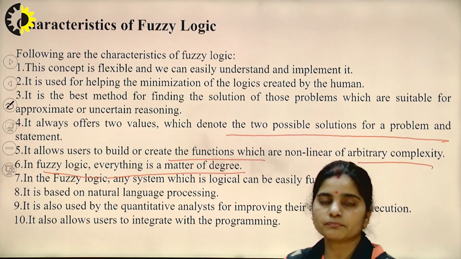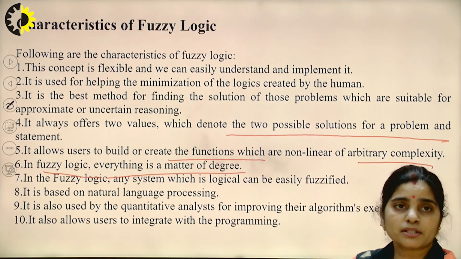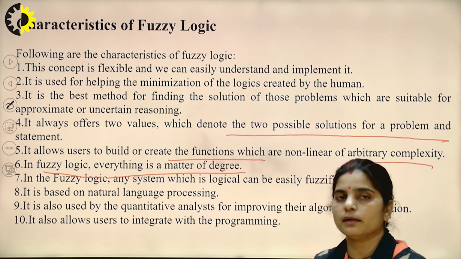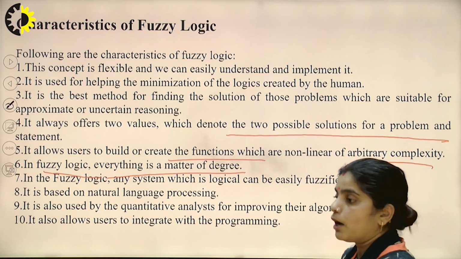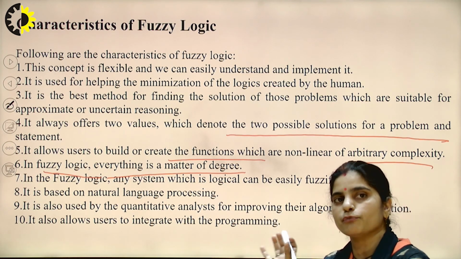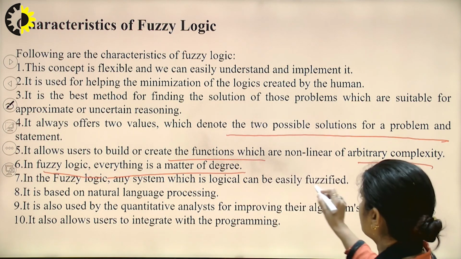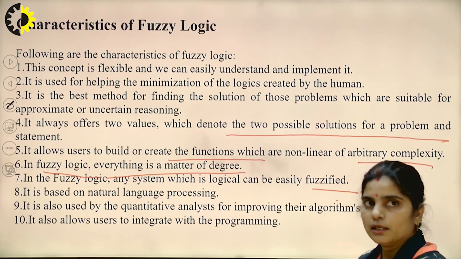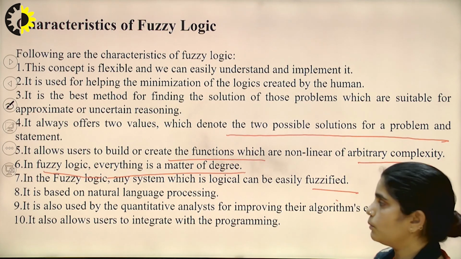Okay. In fuzzy logic, there is a membership function. I will discuss this in my next slide: what these terms, membership functions, are, and how we can identify the degree of fastness or slowness of a particular speed of a car. Okay. In fuzzy logic, any system which is logical can be easily fuzzified. Means for a model which is logical, you can easily provide the solution for that system.